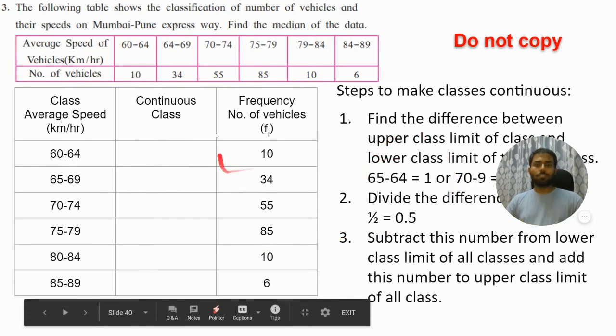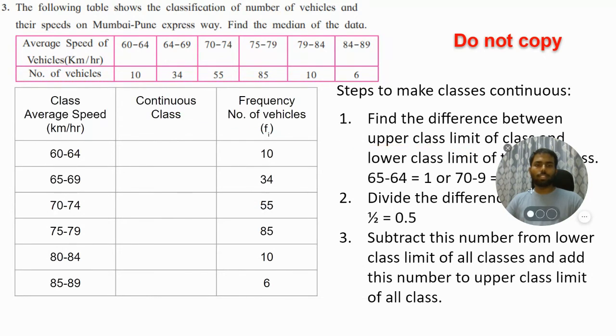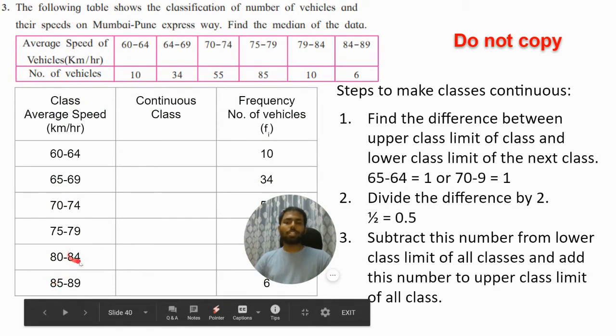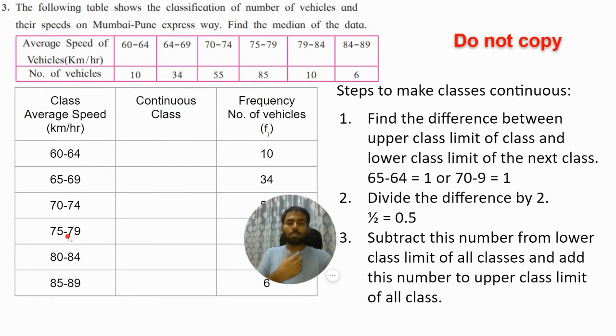These are your steps. First, make a new column which is continuous class का column. Okay, then first step, find the difference between upper class limit of a class and lower class limit of next class. तो basically ये दो numbers का difference find out करना होता है. Okay, ये जो दो numbers same होने चाहिए but same नहीं है, उनका difference find out करो. So यहाँ पे 65 minus 64 will be 1 और 70 minus 69 that is also 1. Any you do, it will be 1. यहाँ पे देखो last में 85 minus 84 is also 1, 80 minus 79 is also 1. So जो gap होता है classes के बीच में उसको find out करना है.